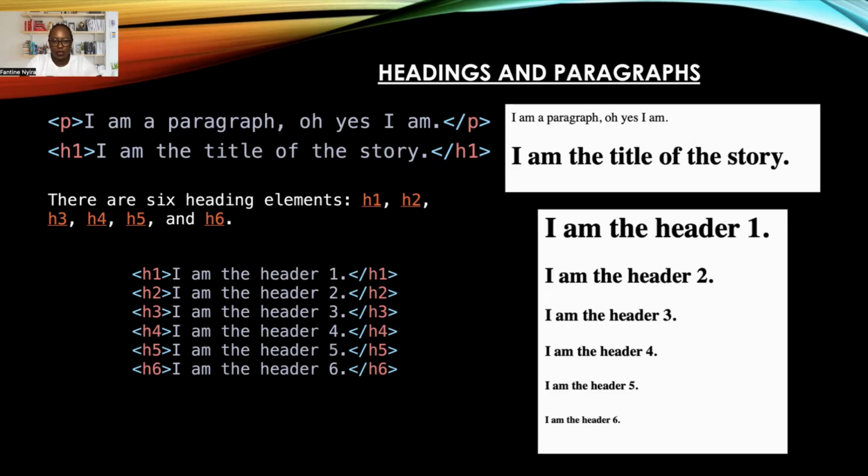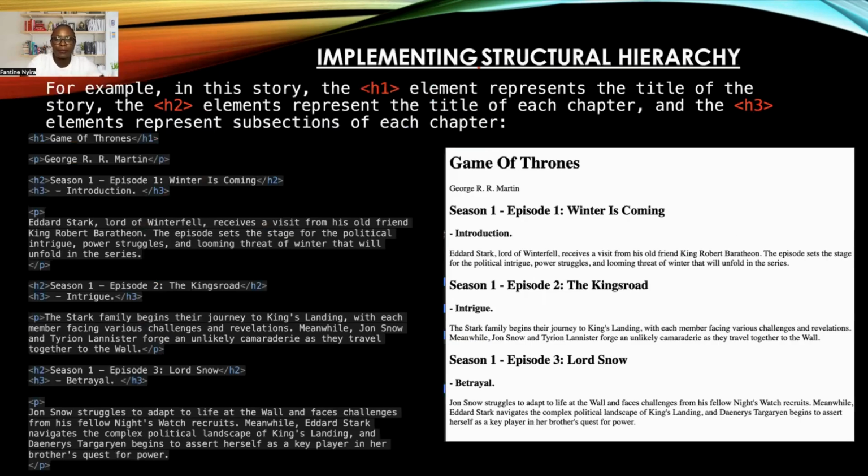All right, so here on the left, you can see how it's done in the code, H1 till H6. And then here on the right, you can see how it's rendered. Also here, you can see "I am a paragraph" and H1, "I am the title of the story." Usually you use H1 once in a page just to tell what that page is talking about, and then you go step by step lower, H2, H3, just like that.